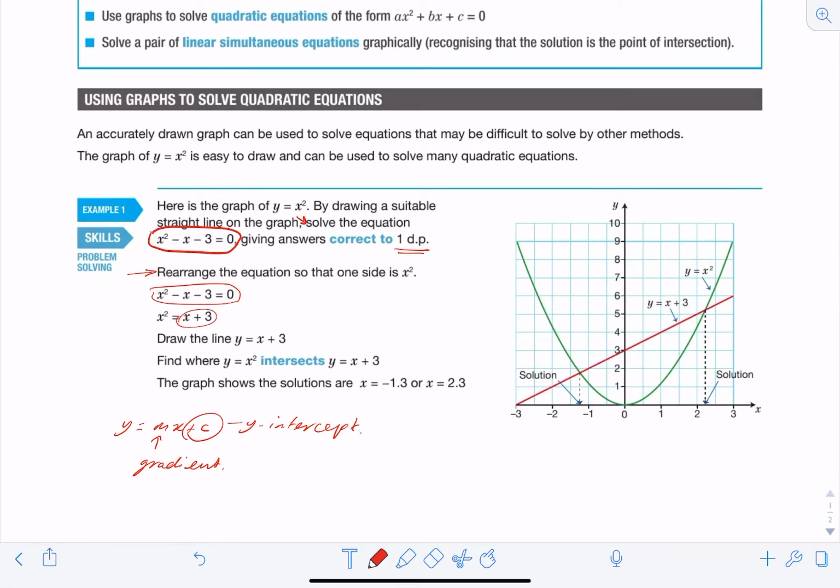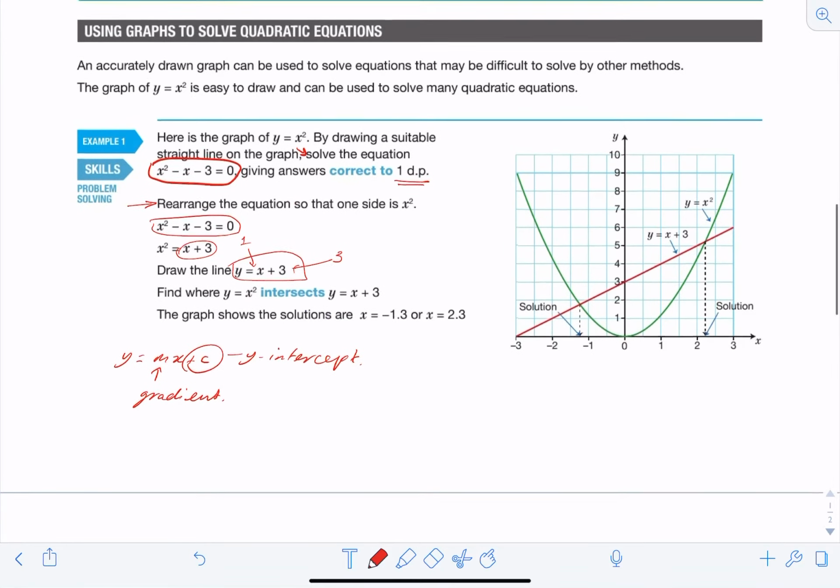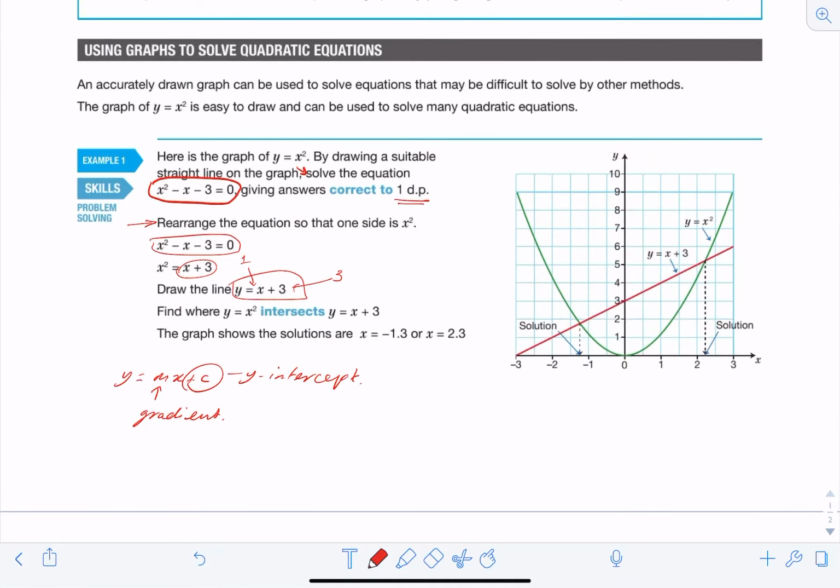So for this one right here, draw the line y equals x plus 3. My gradient is going to be the coefficient of x, which here is 1, and the y-intercept is going to be 3. This is not a very good example in the actual book, because the gradient of this line actually is 1, although it doesn't look quite like 1. It looks kind of like a half, but you can see as it goes across by 1, it goes up by 1 as well. So sorry about that from the book, but hey, never mind.